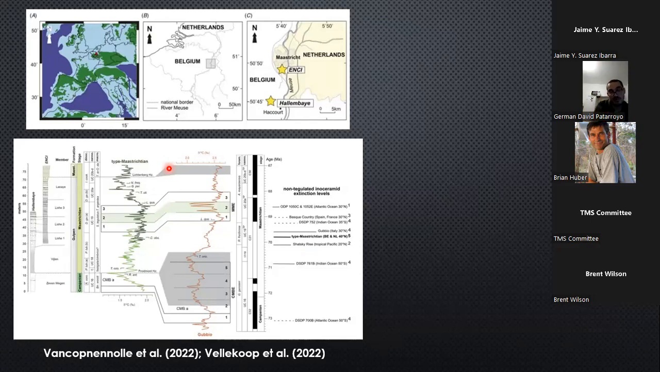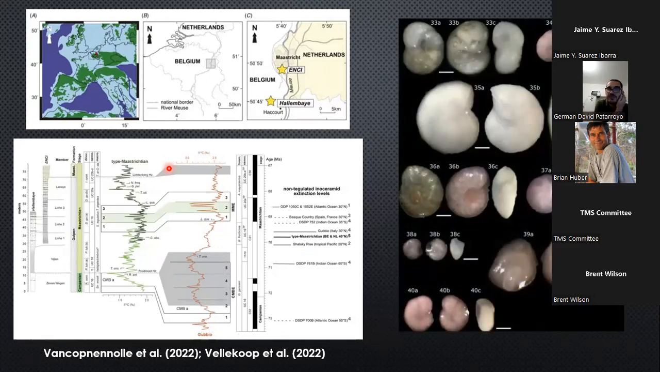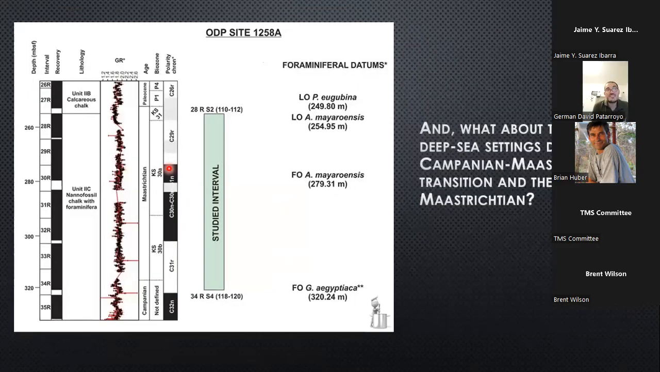the Maastrichtian type localities, working with foraminifers. We share some similarities with some of the four events that they report. But the idea with the final part of my PhD research is to try to figure out what was happening in the deep sea tropical settings.